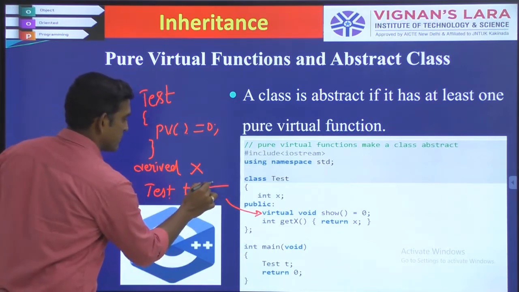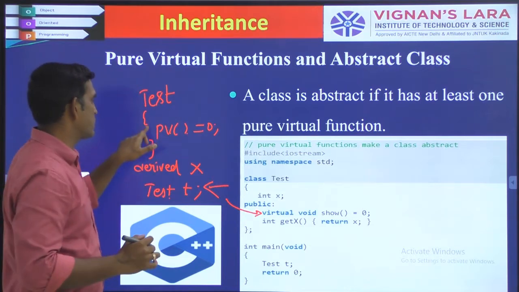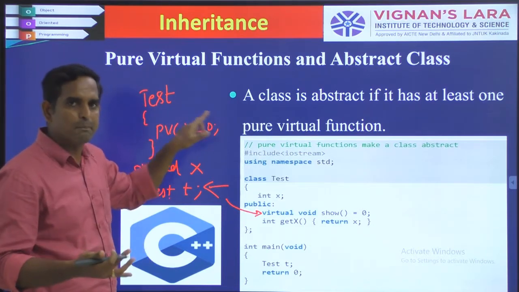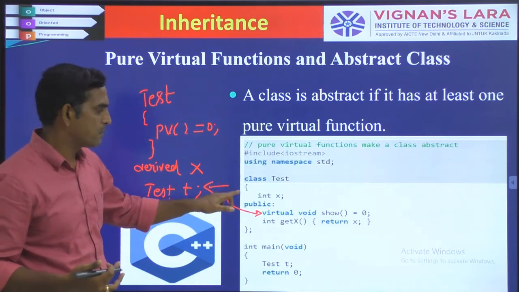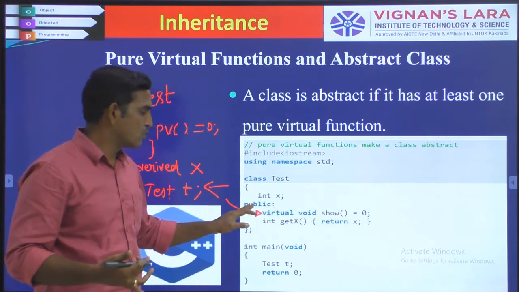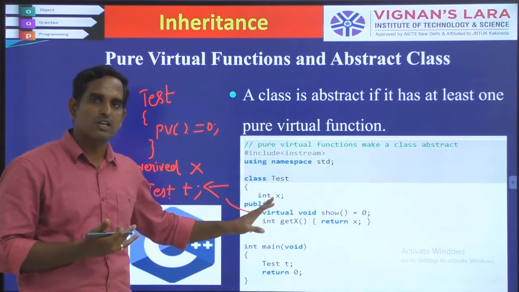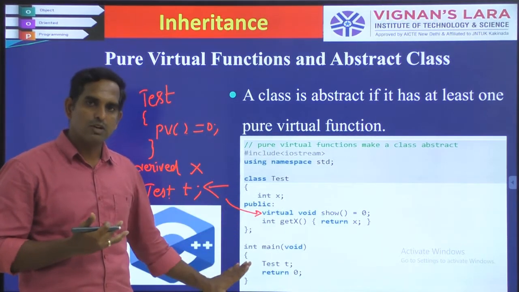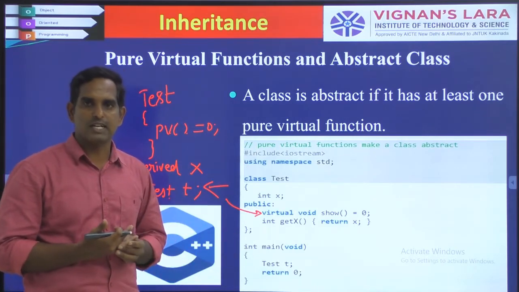at that time it will give you an error because you haven't given any implementation for your pure virtual function. So if you don't give the implementation part or the definition part for your pure virtual function, you will be getting an error when you try to create the objects of your abstract classes.